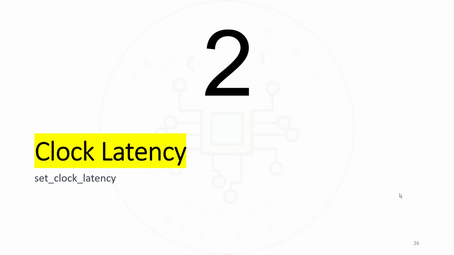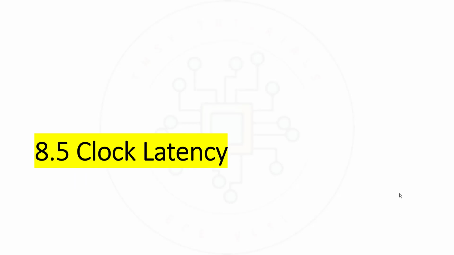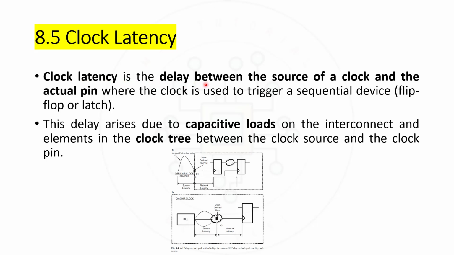Let's see about clock latency, and here set_clock_latency is the SDC command. Coming to clock latency: clock latency is a delay between the source of a clock and the actual pin where the clock is used to trigger a sequential device. Here sequential devices can be flip-flops or latches. This delay arises due to capacitive loads on the interconnect and elements in the clock tree between the clock source and the clock pin. So this is the figure.